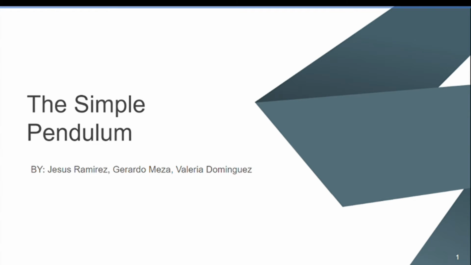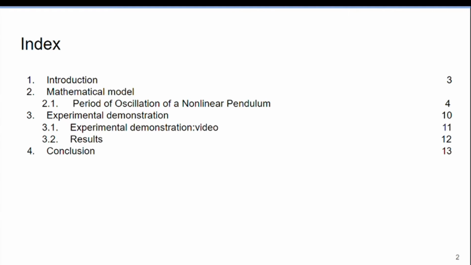The Simple Pendulum by Jesus Ramirez, Gerardo Mesa, and Valeria Dominguez. Here we have the index: first, the introduction, mathematical model, and at the end, our results and our conclusion.